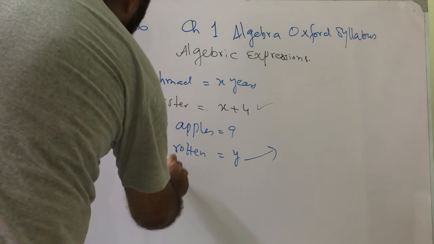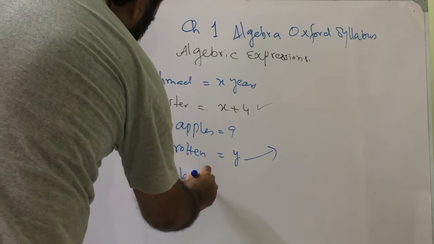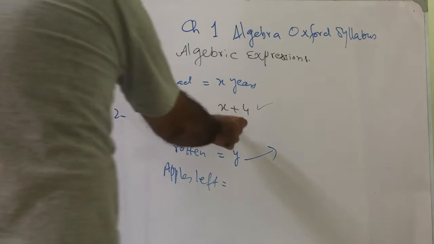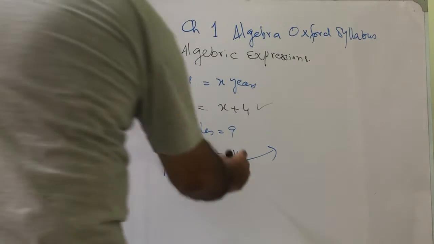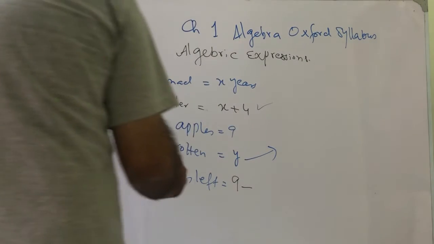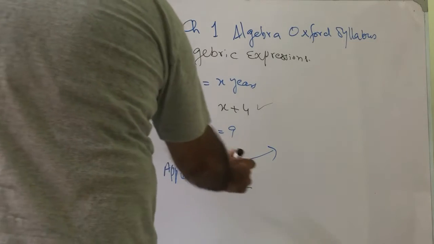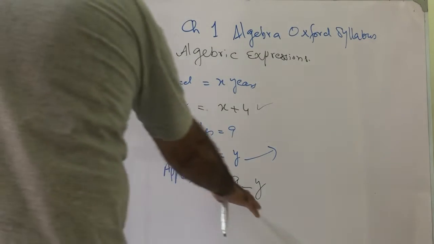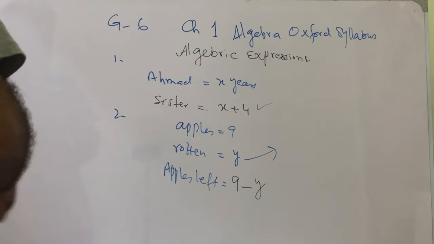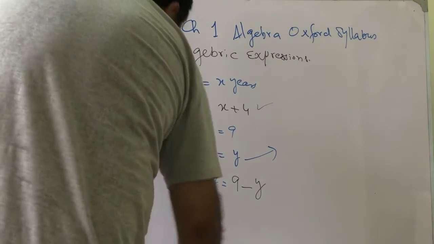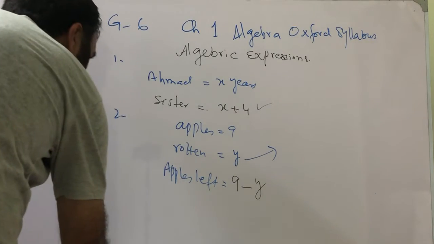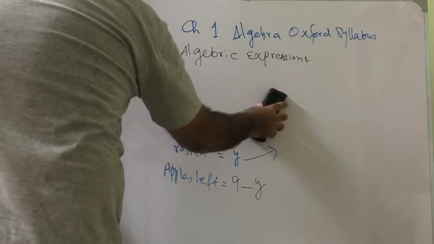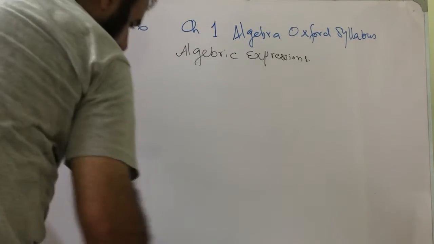So you will have less number of apples because total are 9 and y were thrown. Okay, so from the total you will do minus for the rotten apples because these were thrown away. So you are only left with 9 minus y. So this is the answer, that 9 minus y apples are left now, after throwing y apples which were rotten. So these were the first 2 questions.